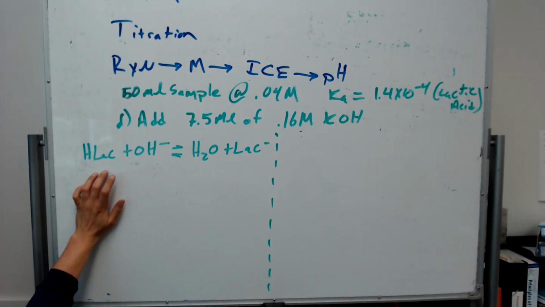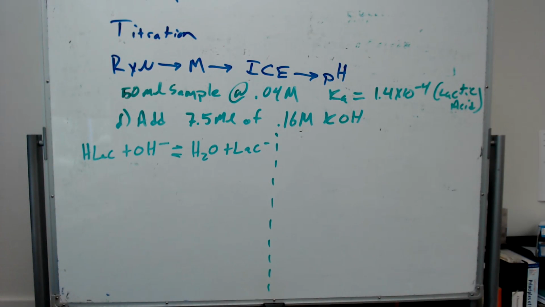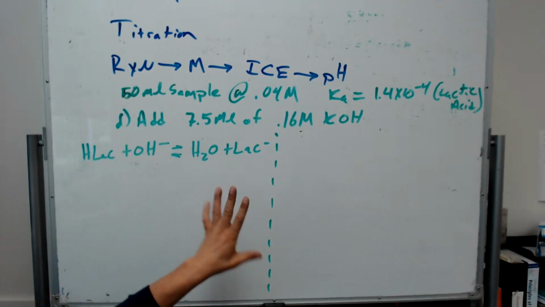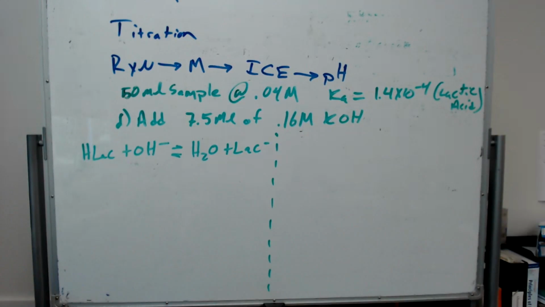that's the lactate anion. Really quick, where do we get the 7.5 milliliters? Because we're doing part D. Oh, okay. Part D is specifically doing 7.5 milliliters. We could apply the same logic to pretty much any step in the process, just changing how much we're adding.